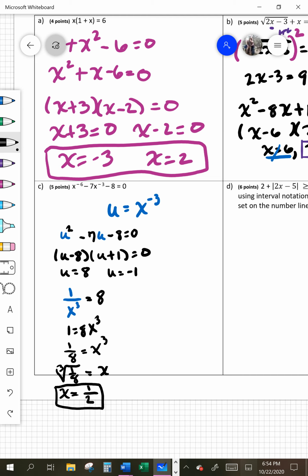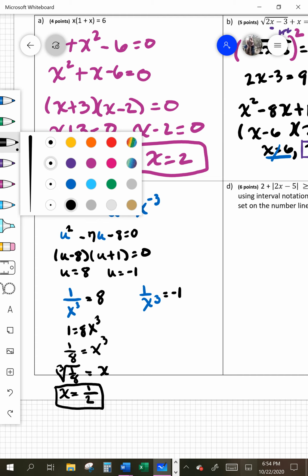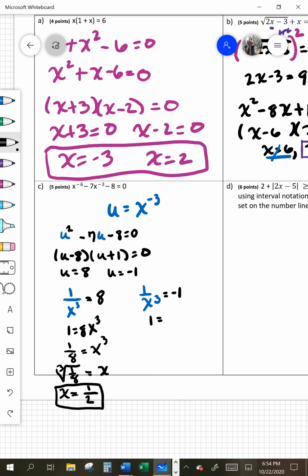Okay, so now let's go back in and plug in negative 1 for u. We have u is equal to x to the negative 3rd, or 1 over x cubed, is equal to negative 1. Again, we can solve rational equations by clearing the fractions, multiplying by the LCD, which is x cubed. And so we get 1 is equal to negative 1 times x cubed, or negative x cubed. Let's divide both sides by negative 1, or multiply by negative 1. We get negative 1 is equal to x cubed.